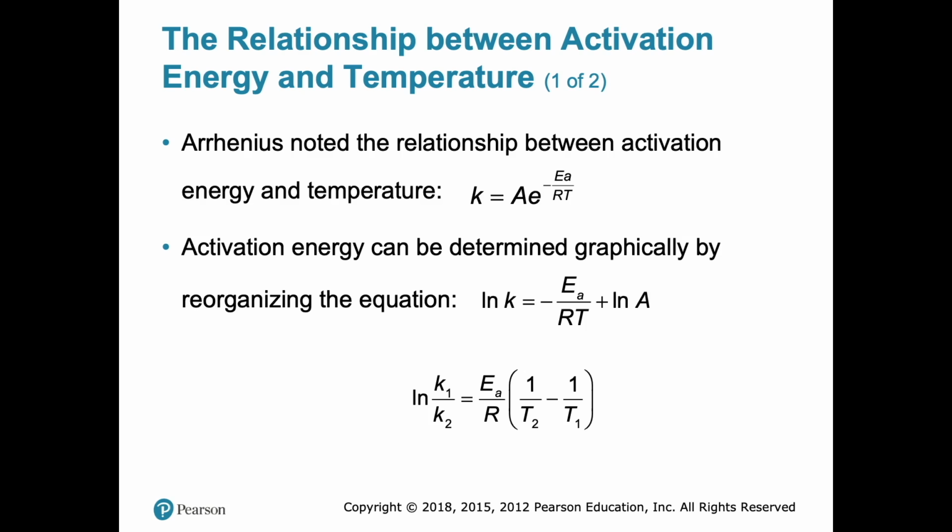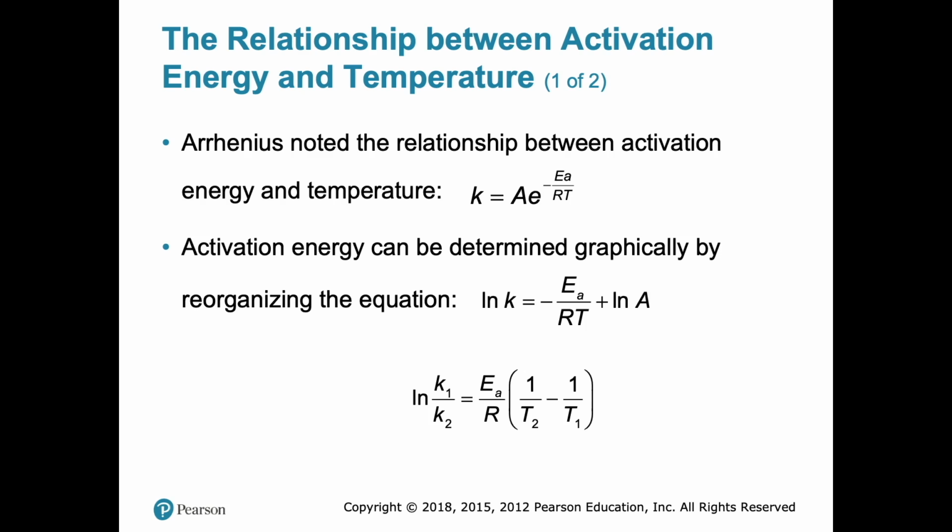This looks just like a y equals mx plus b equation, right? So you can actually graph it too, the same way we did with the zeroth, first, and second order reactions. And then you can also rearrange the equation again. If you have both rate constants and you have the temperature you began at and the temperature you ended at, then you can also solve for activation energy there too. So this is the only equation you need to know for this part.